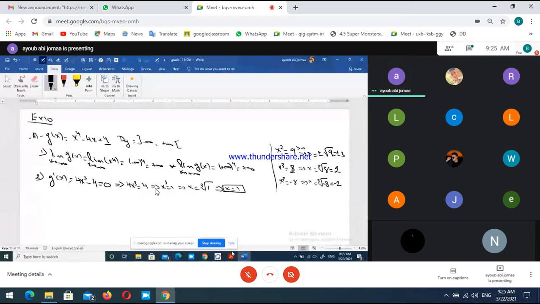Now the table of variations: x, g prime, and no, it's not quadratic, it is cubic.